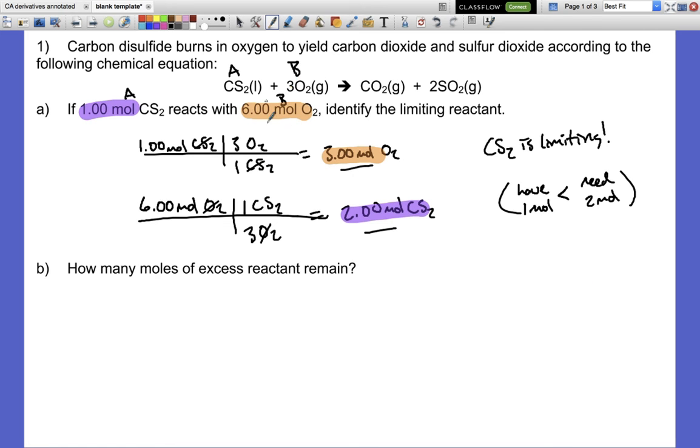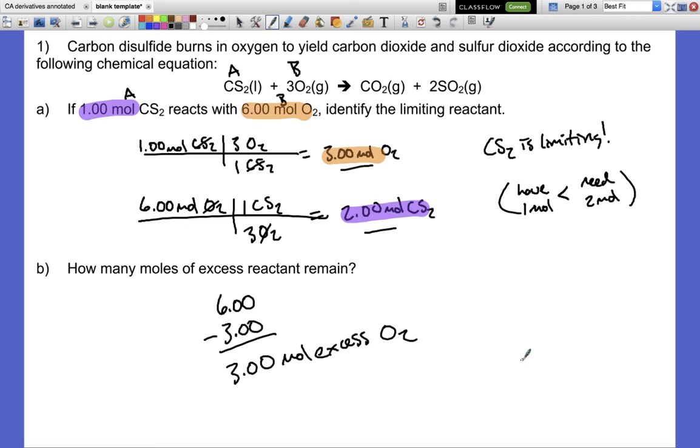So I needed this work here, right? And I also could tell that the CS2 was limiting when I saw that I have more than I need for the oxygen, because that's just the opposite of the logic. But again, I still need those two numbers because I need to know, okay, I have 6 moles. I only needed 3 moles of that. So how much extra is there? Well, it turns out in this case there are 3 moles excess of oxygen. So I can answer both A and B pretty simply, pretty easily. I just do that work.